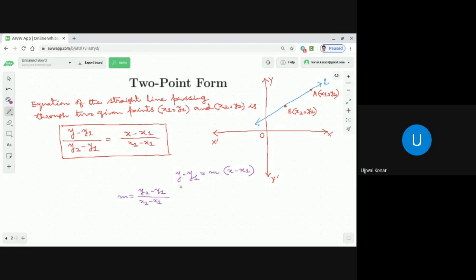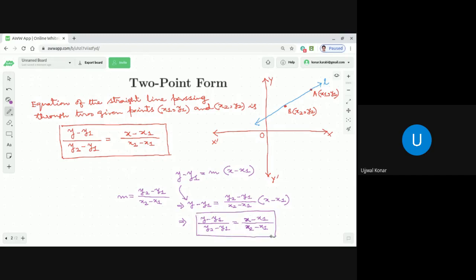Then what is the value of m? What are we getting from here? Sorry, what is the value of m we are applying here? So this implies y minus y1 is equal to m. M means y2 minus y1 divided by x2 minus x1, into x minus x1. This implies y minus y1 divided by y2 minus y1 is equal to x minus x1 divided by x2 minus x1.